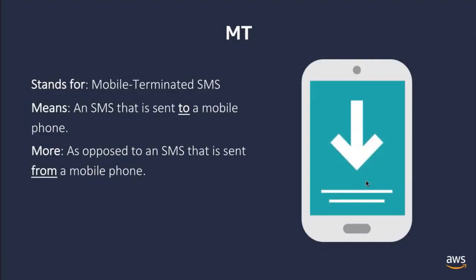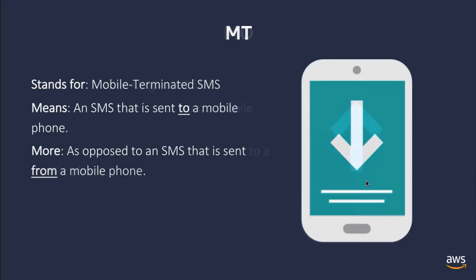So mobile terminated SMS. That's an SMS that is sent to a mobile phone. Think about when you send an SMS from Amazon Pinpoint to a mobile device. That's an MT, a mobile terminated SMS. The SMS is received by the mobile device and it stops there.